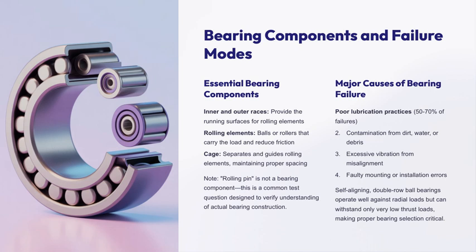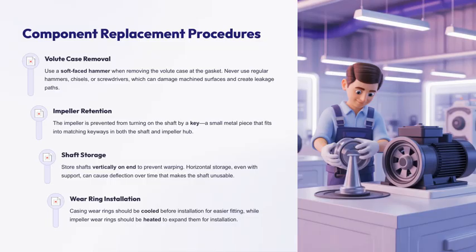Finally, it's important to remember that self-aligning, double-row ball bearings are quite good against radial loads, but they are only designed to handle very low thrust loads. Choosing the right bearing type for your application is essential for ensuring reliability and longevity. Let's go over some key procedures for component replacement.